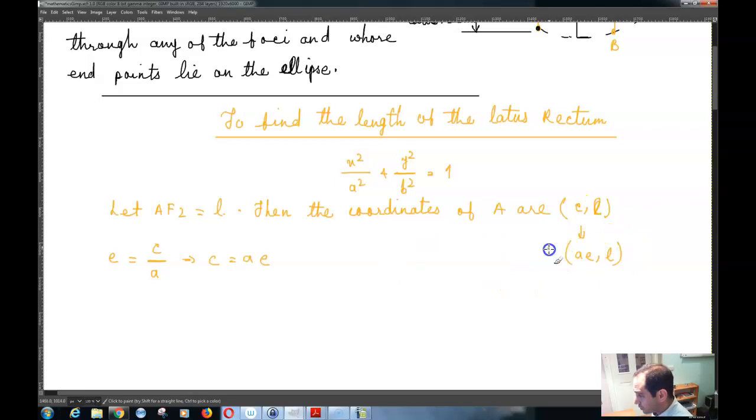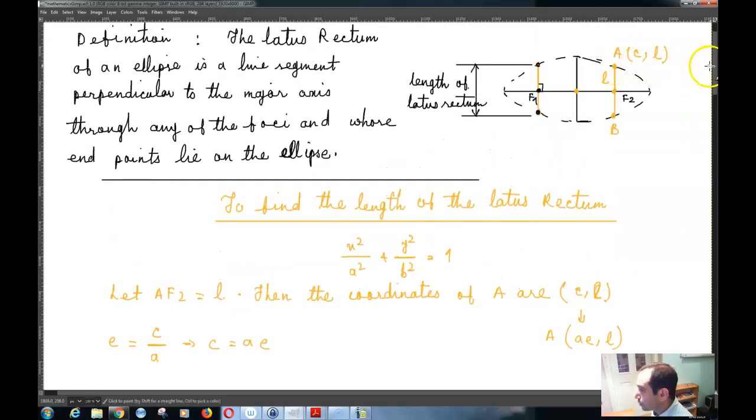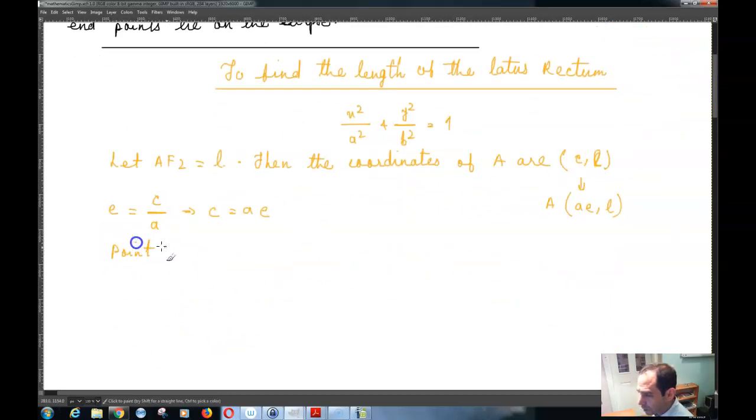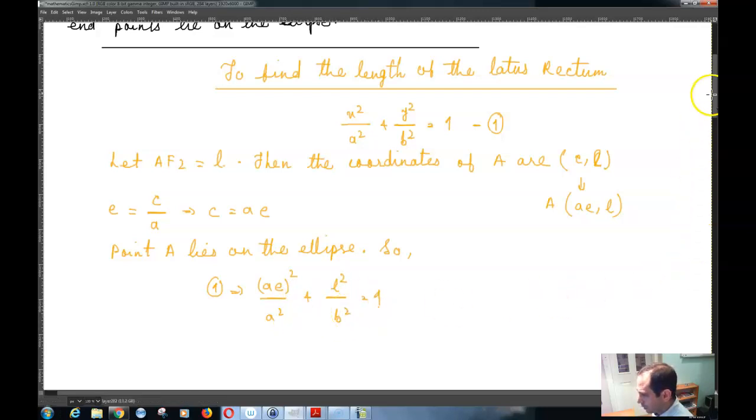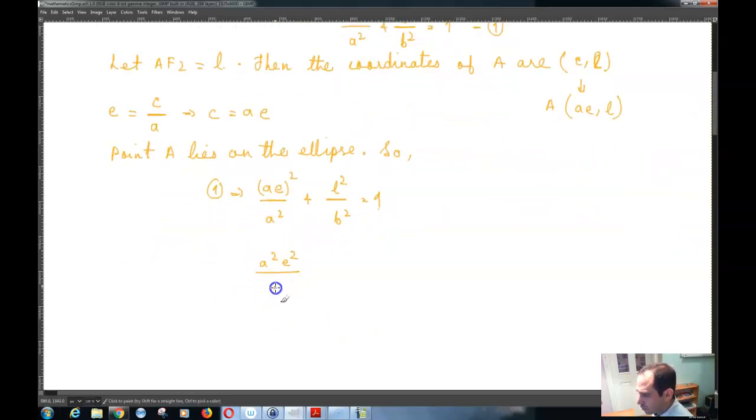Now this point A lies on the ellipse. So we can put the x coordinate and the y coordinate of this point in this equation. If I call this equation number one, then equation number one becomes AE, the whole squared, divided by a squared plus y squared, which is l squared, divided by b squared is equal to 1. And so I can write a squared e squared divided by a squared plus l squared divided by b squared is equal to 1.